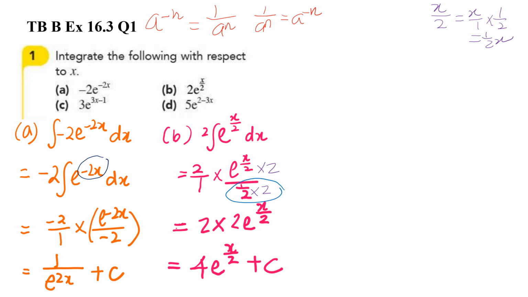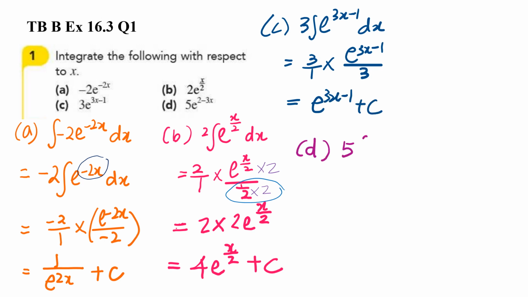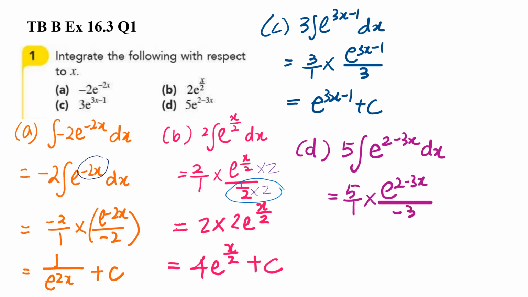That's very important. Let's look at part c. In these questions, we're just basically applying the formula that we've learned. All right, part d. From here, you can see that all these constants, negative 2, 3, 5, you can just pull out from the integral sign. Right, it's not that challenging.